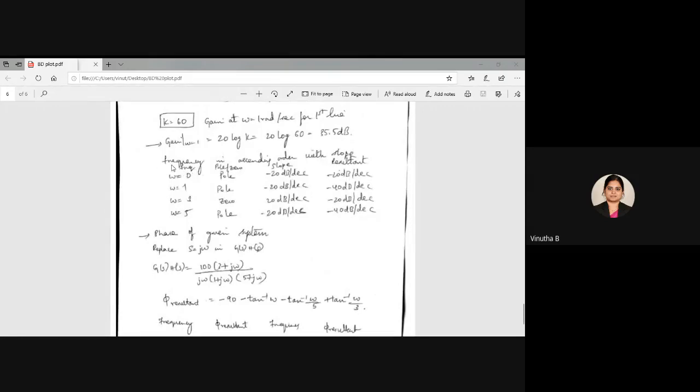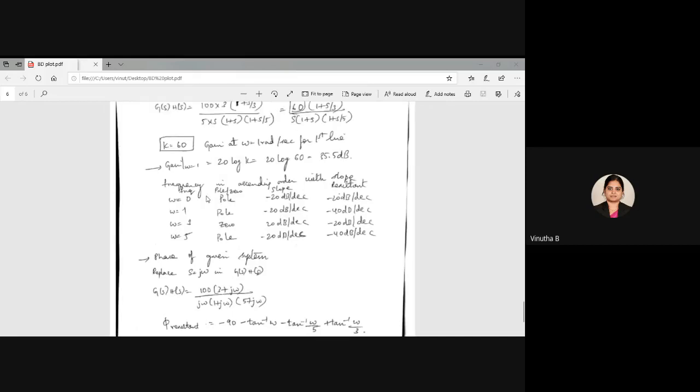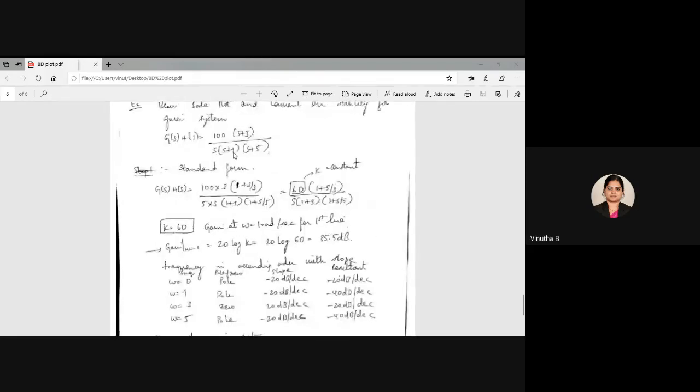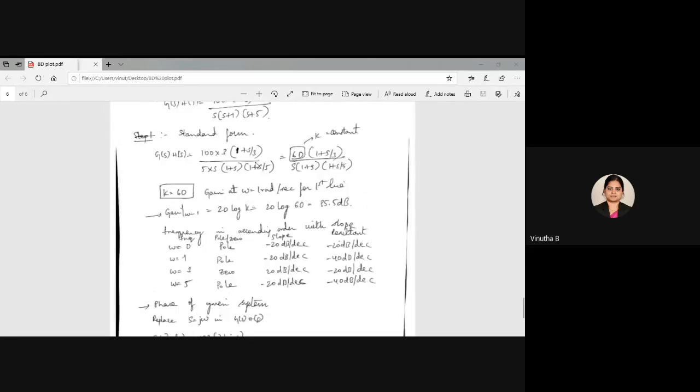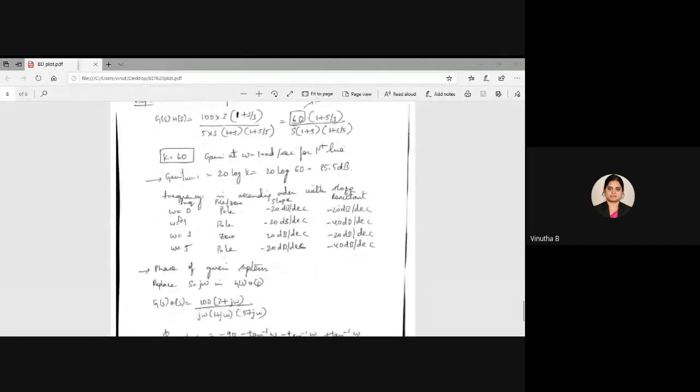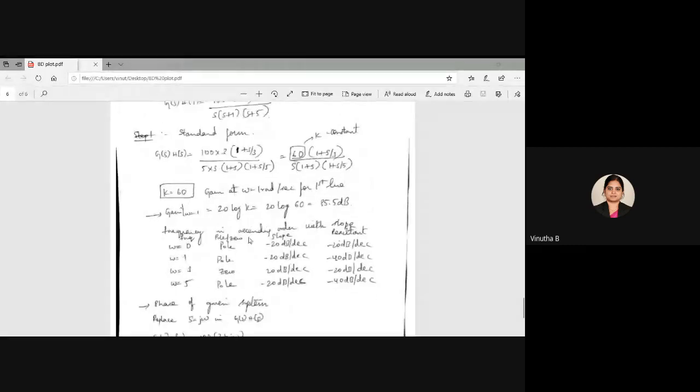make a table here. So frequency, pole or zero, slope and resultant, with 4 columns. And I told you that you have to arrange the frequency in ascending order. So what all frequencies you have, if you see here, you have a frequency which is 1, you have a frequency which is 5, you have a frequency which is 3, correct? And you have a frequency which is 0. So write down that. So omega equal to 0, which is present in the denominator. So that is a pole and it will have a slope of minus 20 dB per decade. And what is the resultant, since you do not have any other previous value? So you just retain this as minus 20 dB per decade.